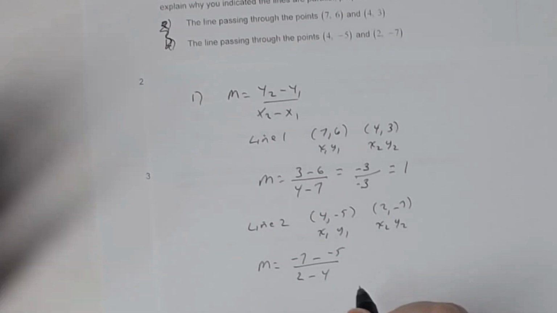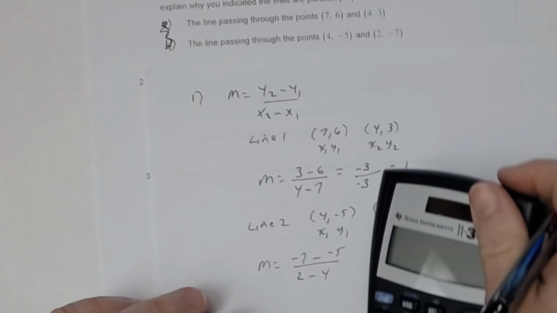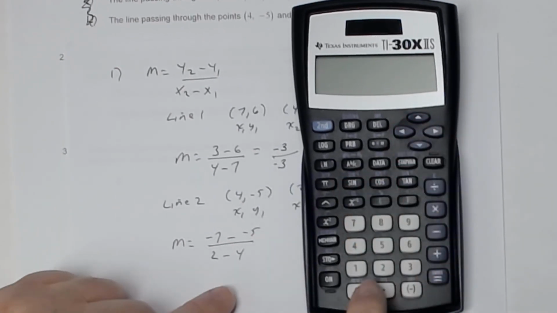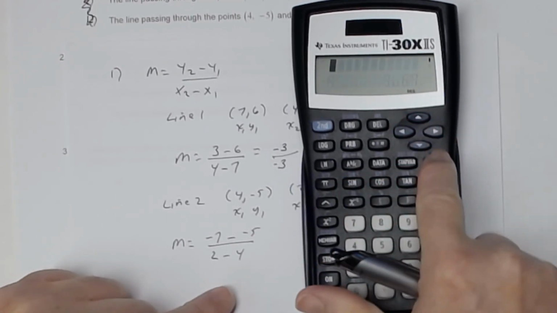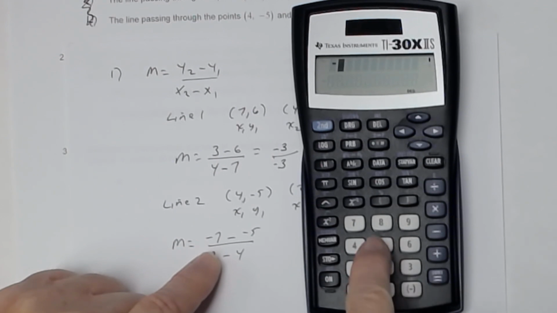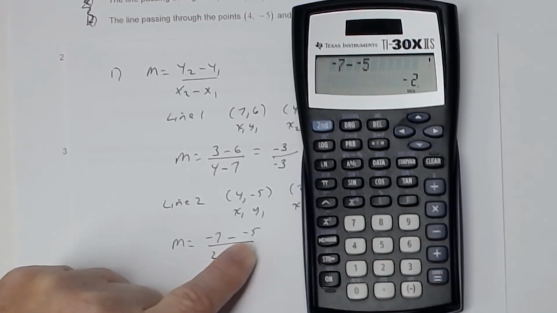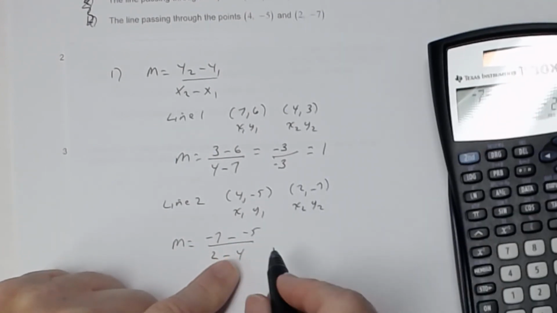Now, negative 7 subtract negative 5, if you use your calculator, this is what you're going to do. You're going to say negative 7, so negative 7 subtract negative 5, right? And that's a negative 2. So if you do it by hand, it kind of looks like this.